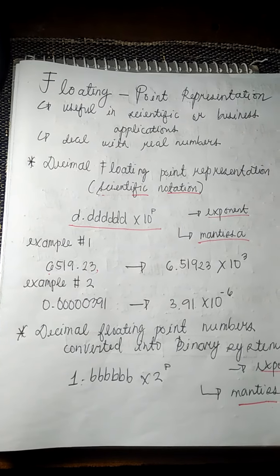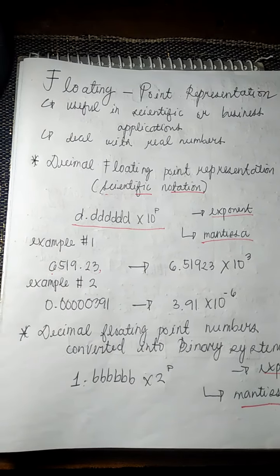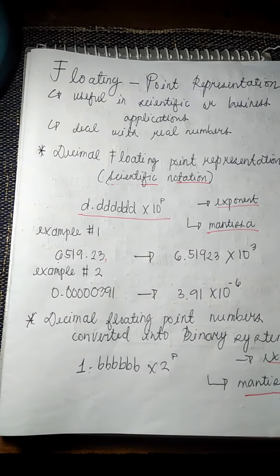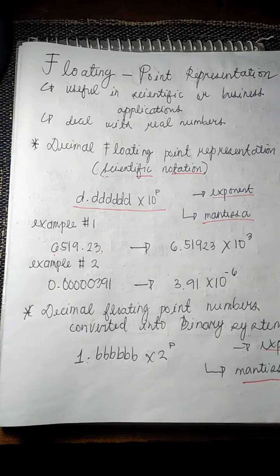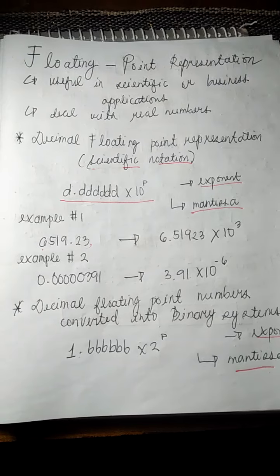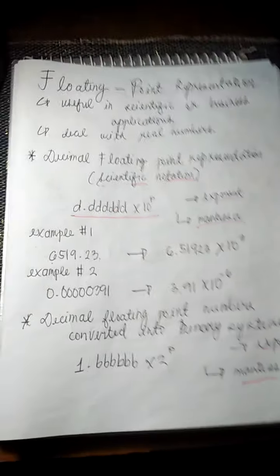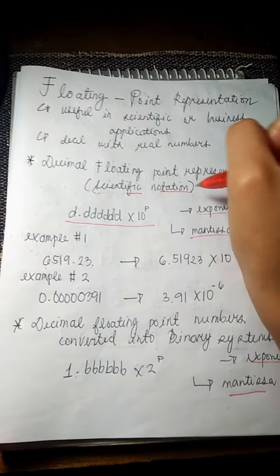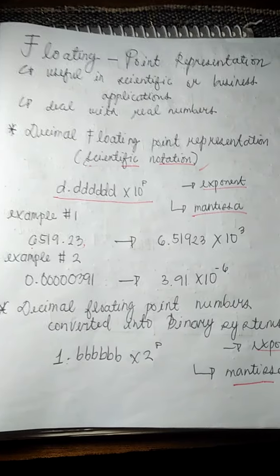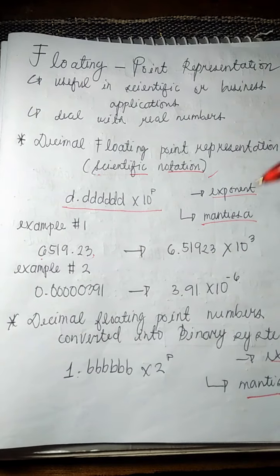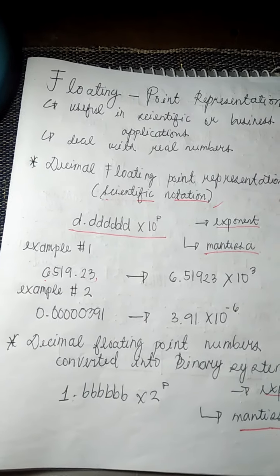So floating point representation deals with real numbers, unlike the ones complement and two's complement that deal only with integer values. This floating point representation is useful in scientific or business applications. And we have this decimal floating point representation, also called scientific notation. It has a form like this. It has a mantissa and the exponent.